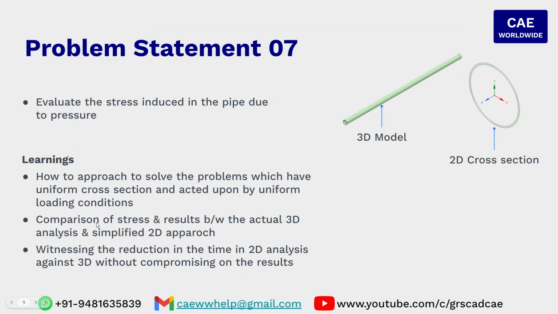Comparison of stress and results between the actual 3D analysis and simplified 2D approach. Then we also understand, witnessing the reduction in the time in the 2D analysis against the 3D. Once we simplify from 3D to 2D, there is a drastic reduction in the node count or the element count, which is going to save the time of computation. We are going to witness this by solving this problem.